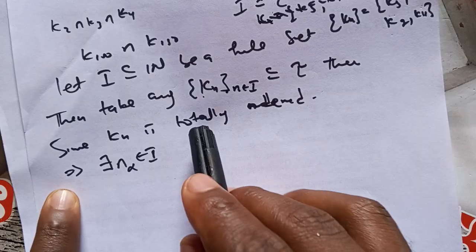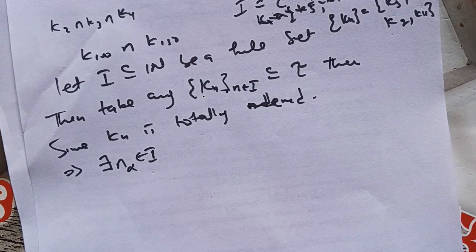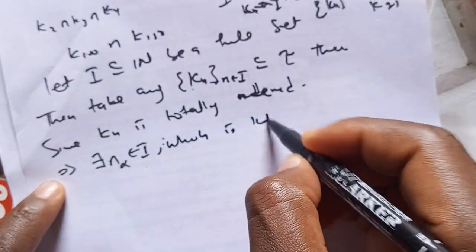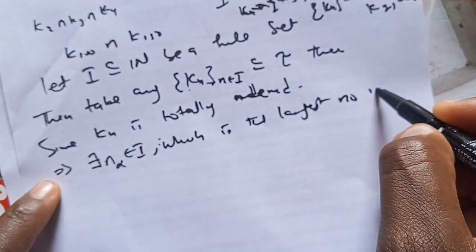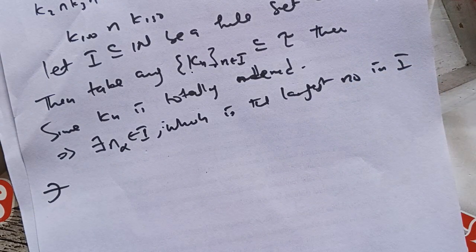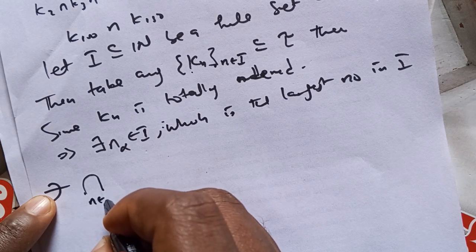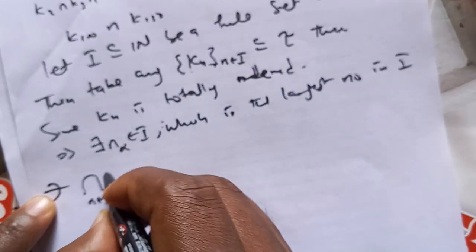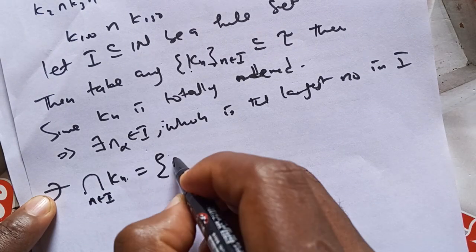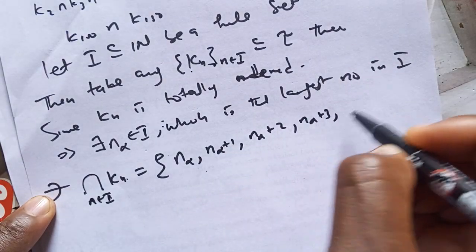So since Kn is totally ordered, then there exists an n alpha in I, which is the largest number in I, such that the intersection of Kn, where n is coming from I, can be written as n alpha plus 1, n alpha plus 2, n alpha plus 3, and so on.